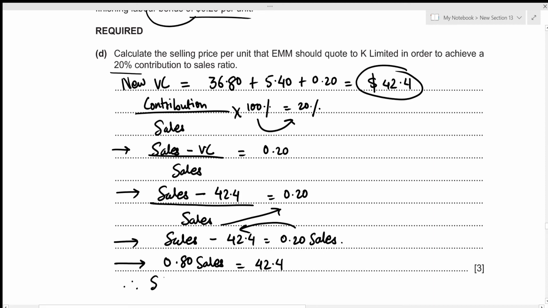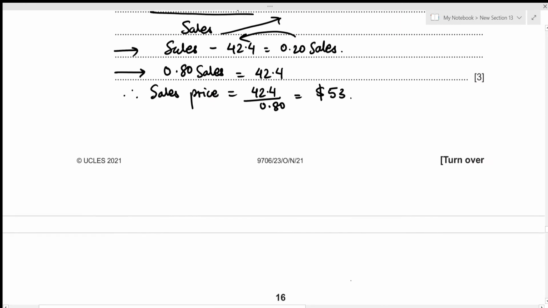Okay, so the sales price is just going to be 42.4 divided by 0.80, which is 53. So this is the new selling price by considering the condition of 20% contribution to sales ratio. This concludes the fourth part. Let's move to the fifth one.